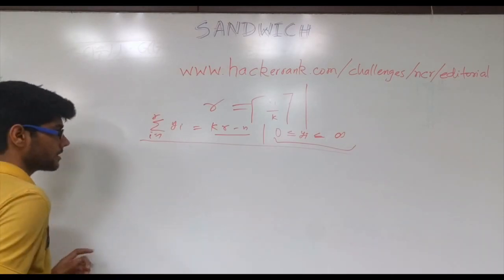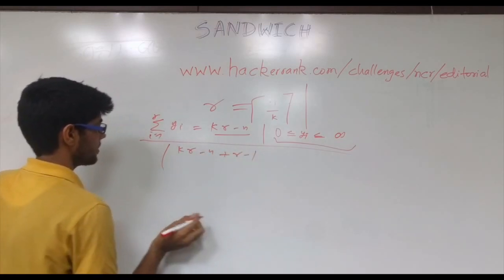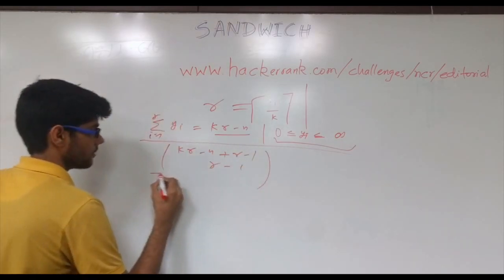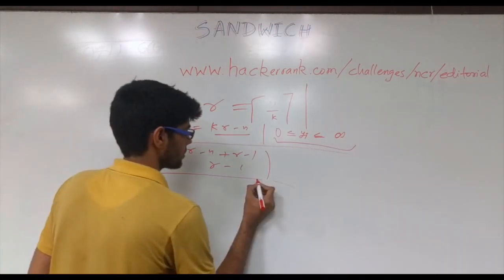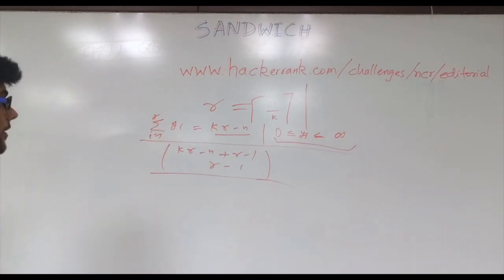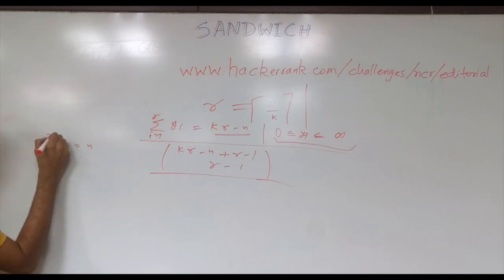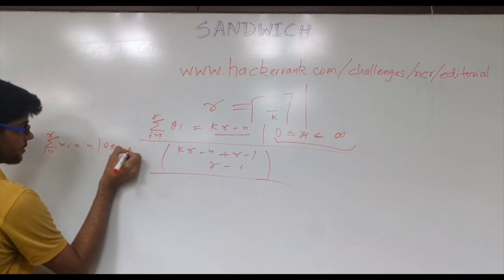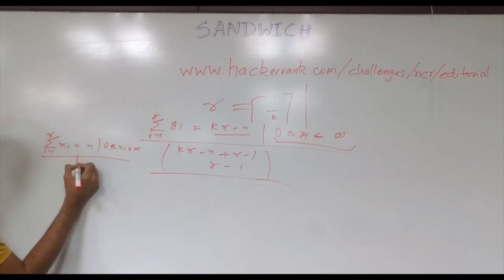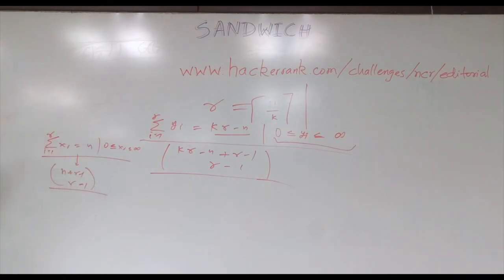The number of solutions of this would be equal to kr minus n plus r minus 1, choose r minus 1. This is a pretty standard equation we come across: the number of integral solutions of the equation summation xi equal to n, i equal to 1 to r, such that 0 less than or equal to xi less than or equal to infinity, is given by n plus r minus 1, choose r minus 1. So we get the number of solutions as kr minus n plus r minus 1, choose r minus 1.